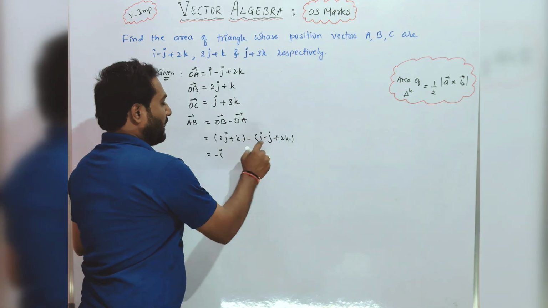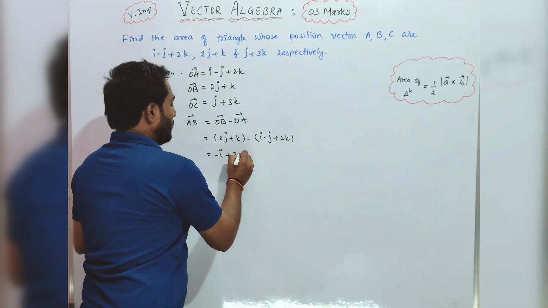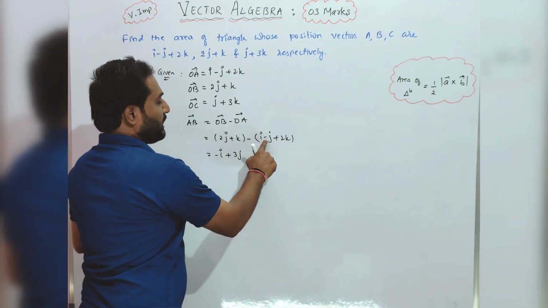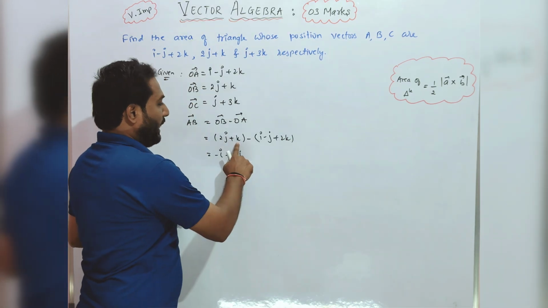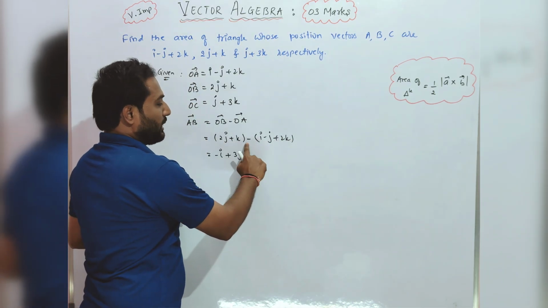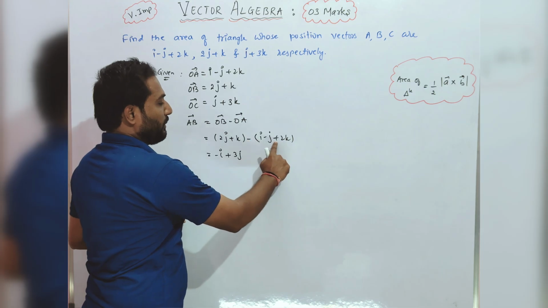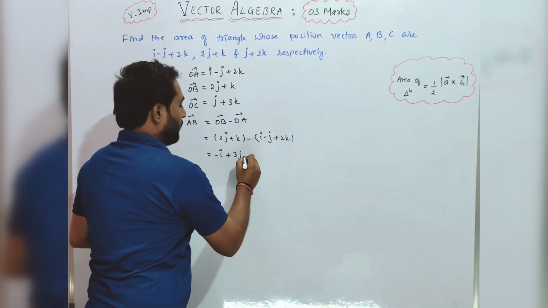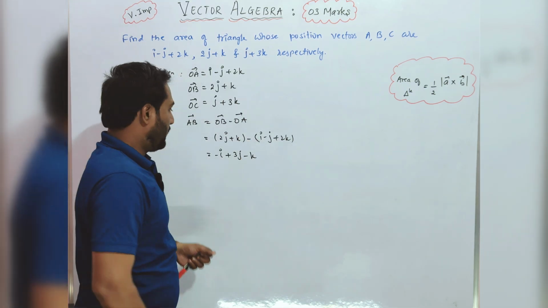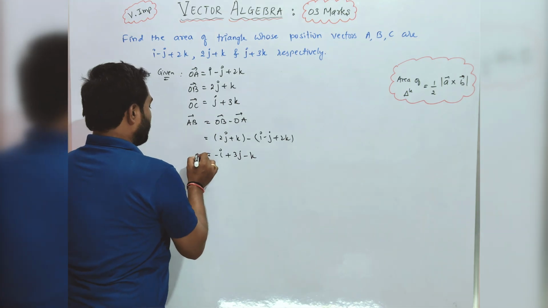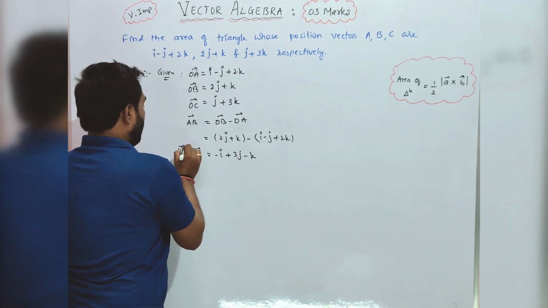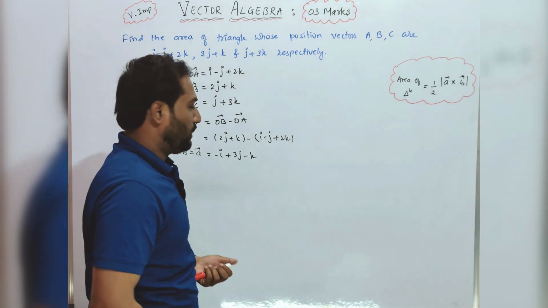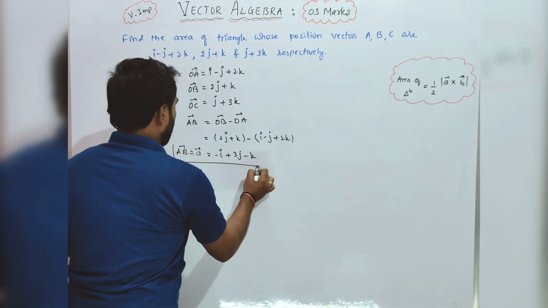2j minus of minus j: minus of minus j will be plus j, so 2j plus j is 3j. Then k minus 2k, so it will be minus k, isn't it? So this is your vector AB. You can write it as vector A also. It doesn't matter. This is our first vector.